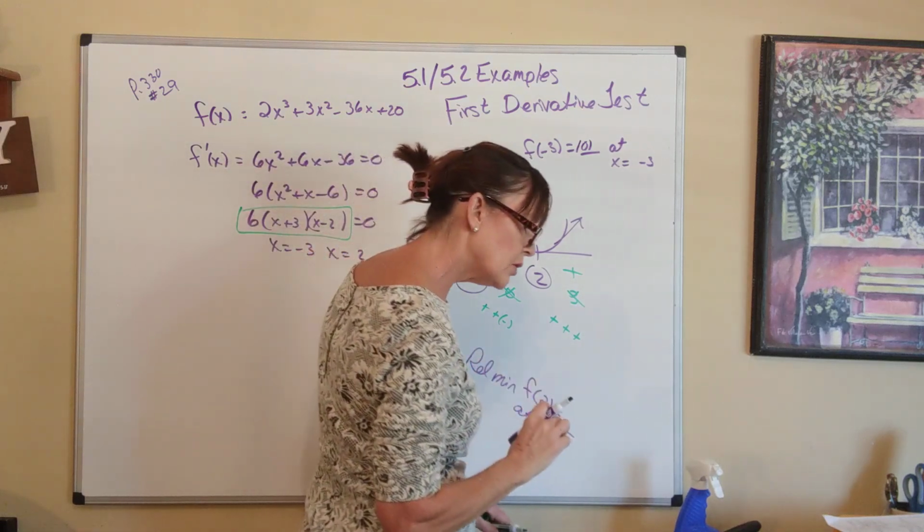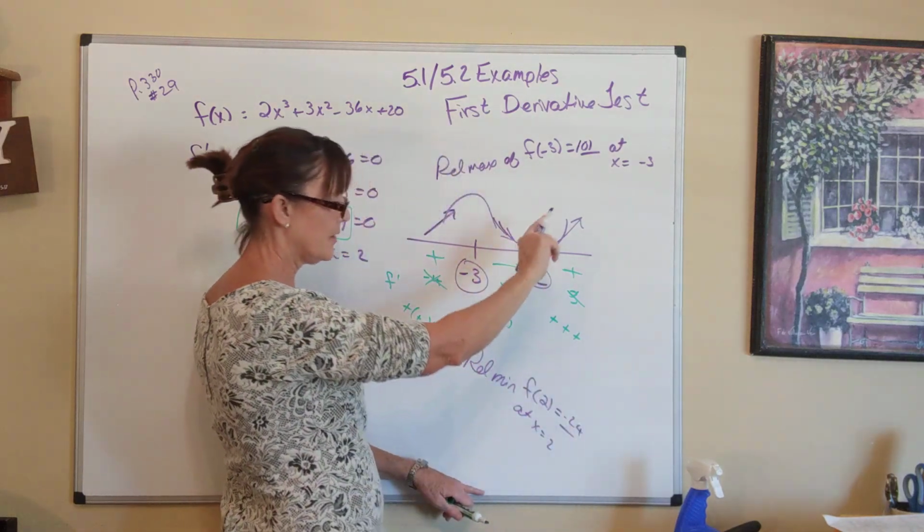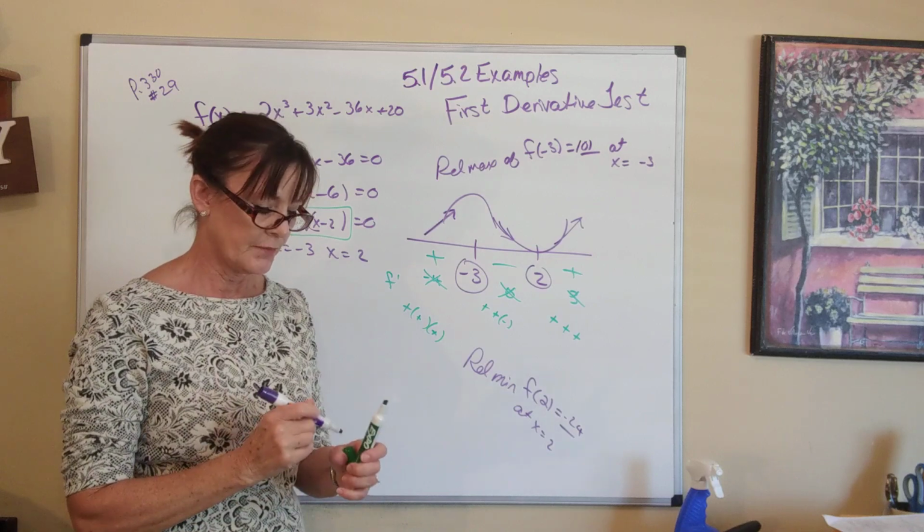And when I plugged in 2, I got -24. There's a relative min of -24 at x is 2.